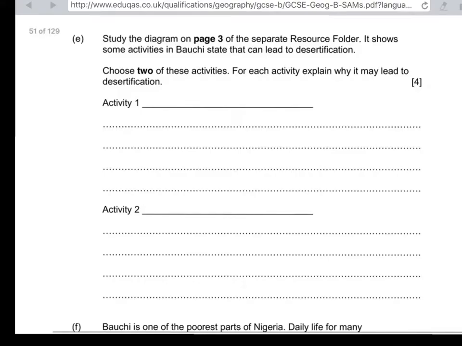Any of those would do. Just simply pick the two that you feel most comfortable about. Be slightly careful about picking very similar ones, so for example those two, because the danger is you might end up repeating the same thing and not getting a mark for it.